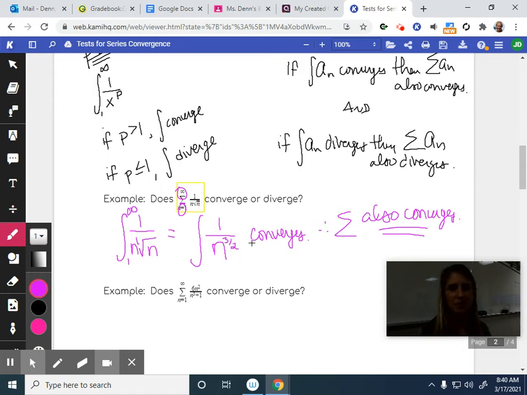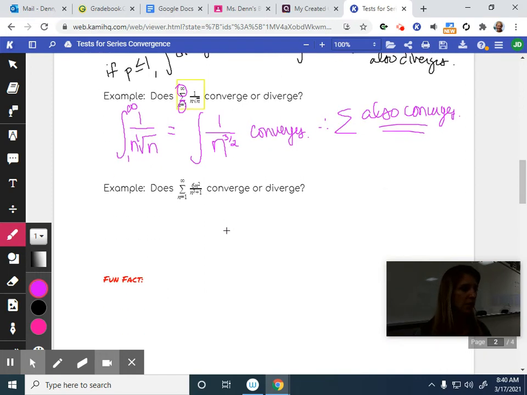It can get more complicated, but I'm pretty sure the AP test keeps it at this level, where we really only have to think about the integral test in terms of the p-test. What's that power of p doing? As long as that power of p is bigger than 1, we're good. The integral converges, so does the series. If that power of p is less than or equal to 1, not good. The integral will diverge, and so will the series.